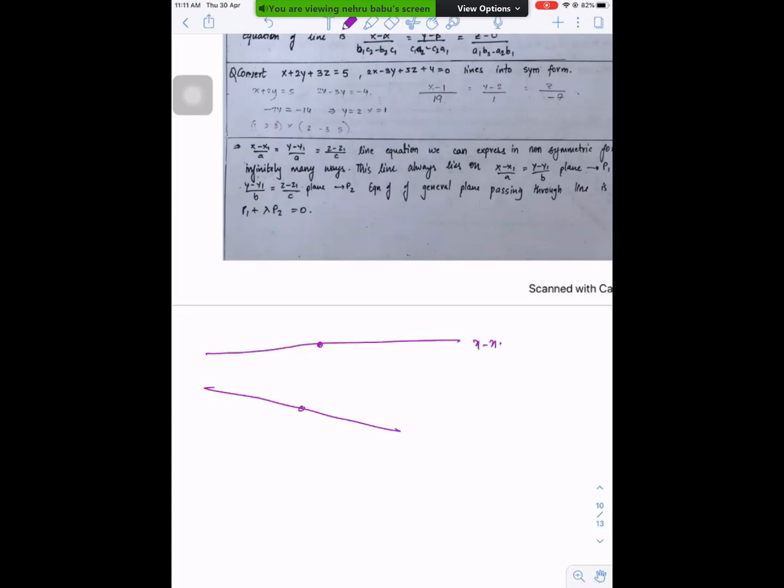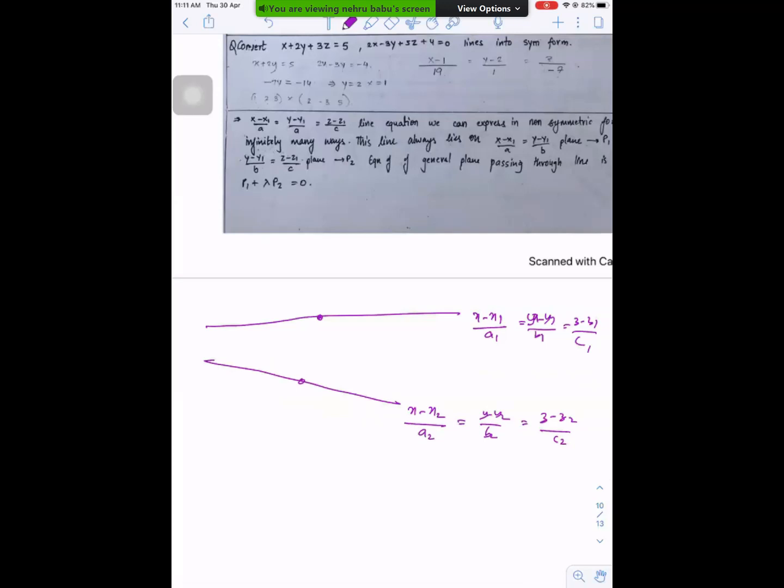So this equation is (x - x1)/a1 = (y - y1)/b1 = (z - z1)/c1. Same thing here, (x - x2)/a2 = (y - y2)/b2 = (z - z2)/c2. Now here, what is the general point? x1 + a1t, y1 + b1t, z1 + c1t. Here the general coordinate is x2 + a2s, y2 + b2s, z2 + c2s.